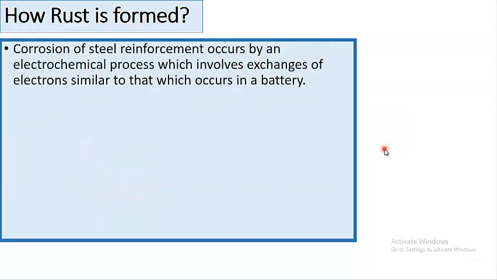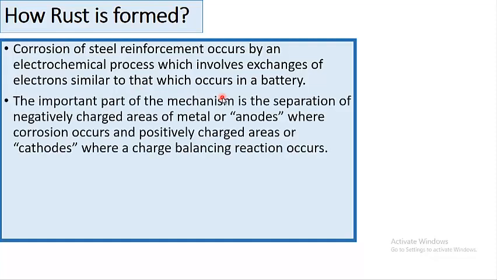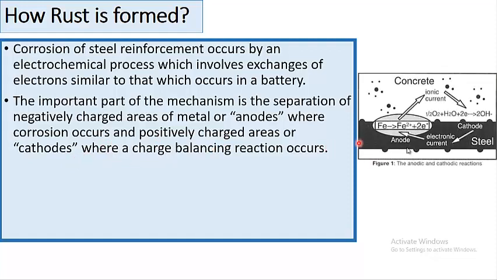So corrosion of steel reinforcement occurs by an electrochemical process which involves exchange of electrons, similar to that which occurs in a battery. The important part of the mechanism is the separation of negatively charged areas of metal, or anodes, where the corrosion occurs, and positively charged areas, or cathodes, where a charge balancing reaction occurs. As you can see over here, within the steel, a part of the steel becomes an anode and a part of the steel becomes a cathode, and ionic exchanges between the cathode and anode start in the presence of water or oxygen from the air.